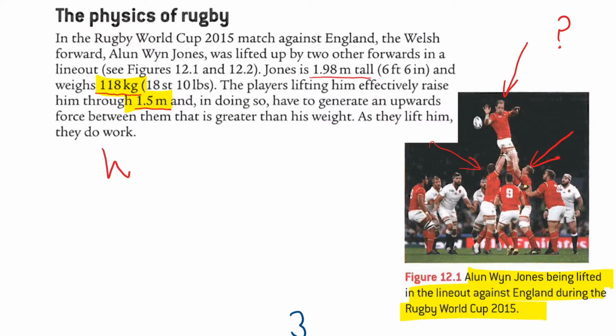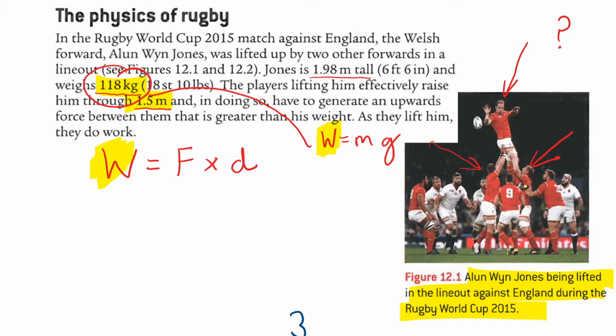We'll be using an equation, work equals force times distance, and the force needed to pick a player off the ground will be equal to his weight. Now in order to work out his weight, what we need to do is use this equation. Now straight away there's a potential for confusion because we're using W here for weight and we're using W here for work done. So I wanted to point that out straight away.